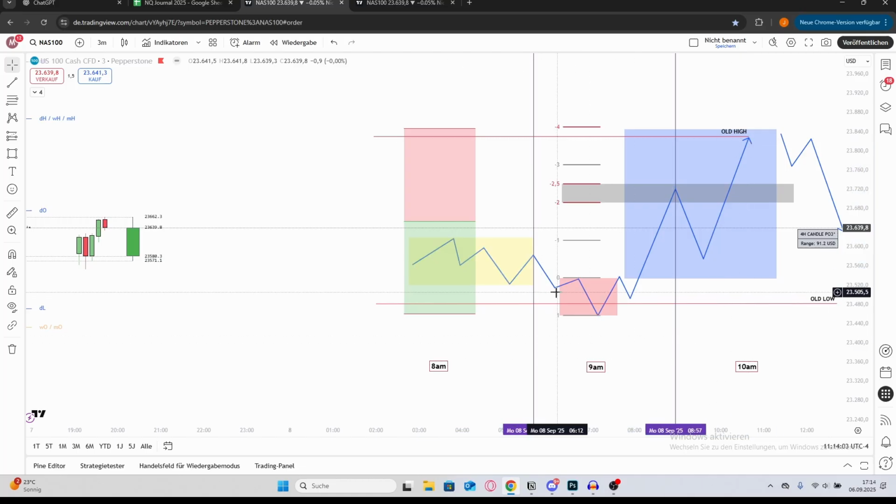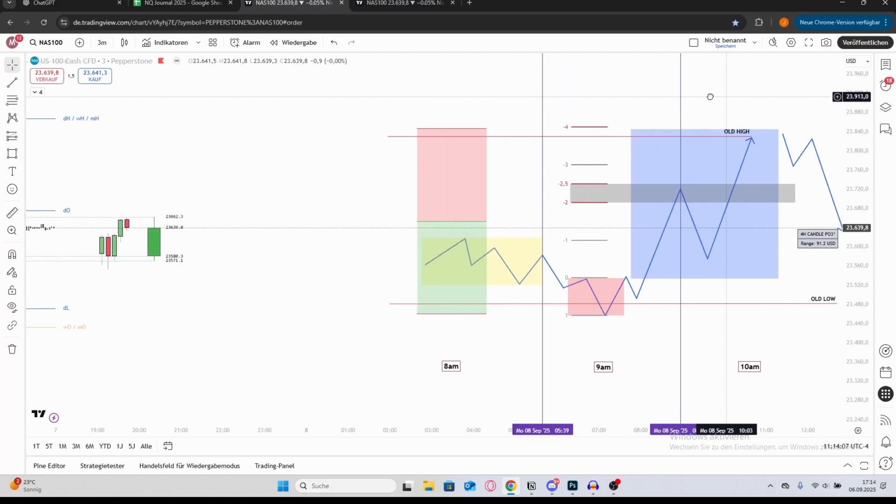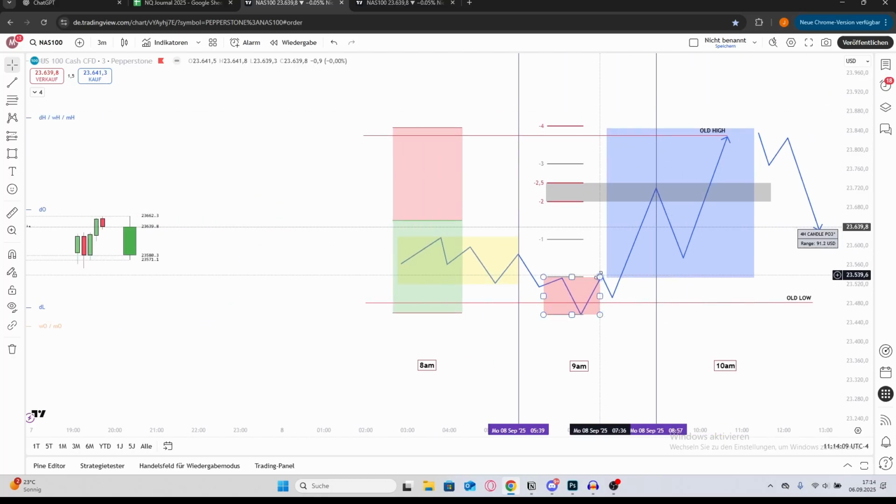Because most of the time I'm not using the -4 level alone. I'm always looking for, okay, maybe there's a low or high on the same level. And that also gives you a lot more confidence in the setup.